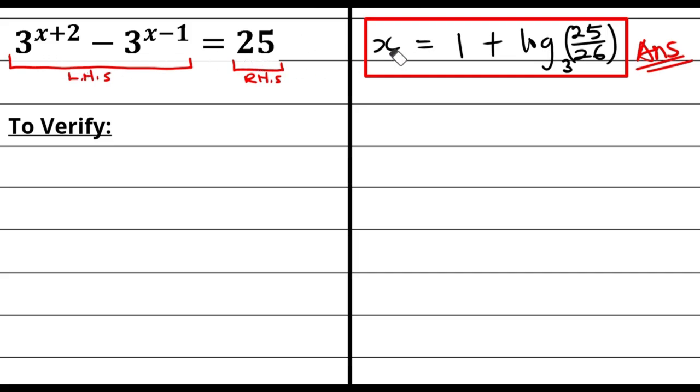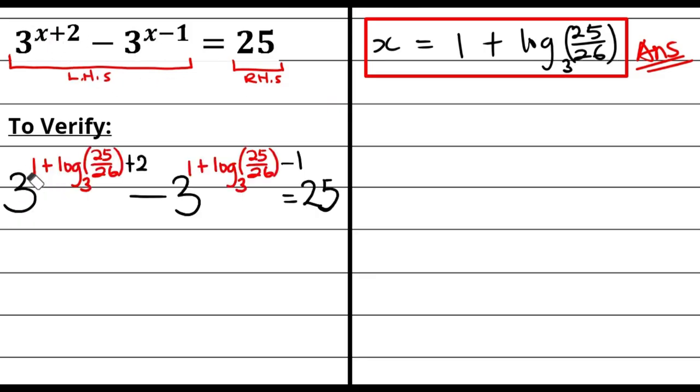Therefore, by inserting 1 plus log 25 over 26 base 3 into the position of x here, I have 3 raised to the power of 1 plus log 25 over 26 base 3, plus 2. This plus 2 is just the same plus 2 that is here. The whole of this in red pen is just the value of x, as we have it here. Instead of writing x here, we just write what the value is.